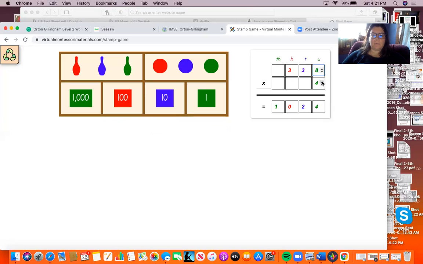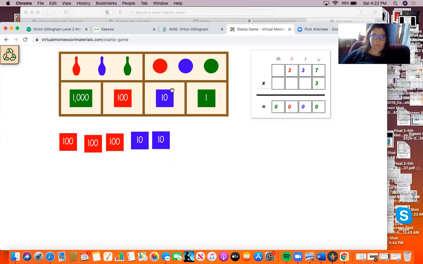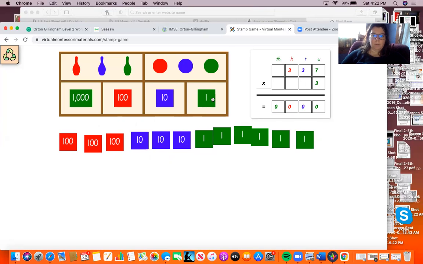337 times 3. I'm going to put these back at 0 because it doesn't. All right. 337 times 3. So I'm going to get out 3 groups of 337.